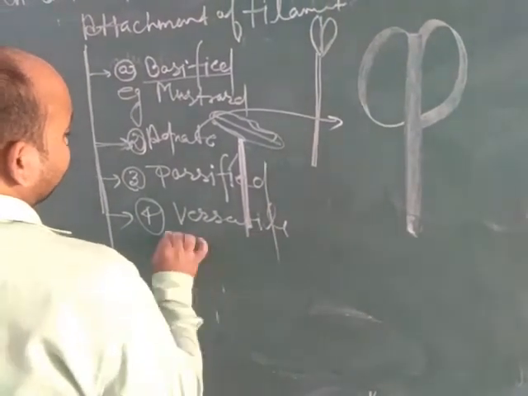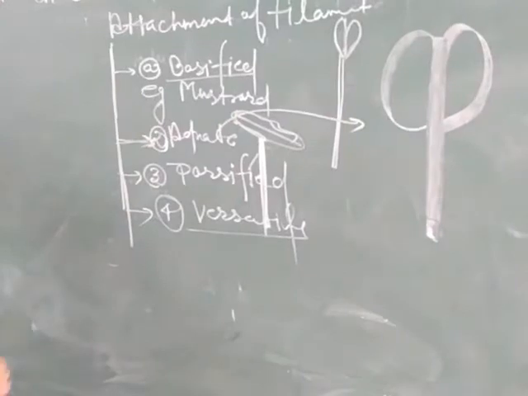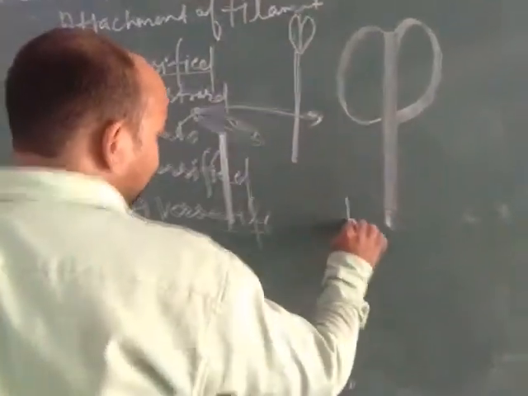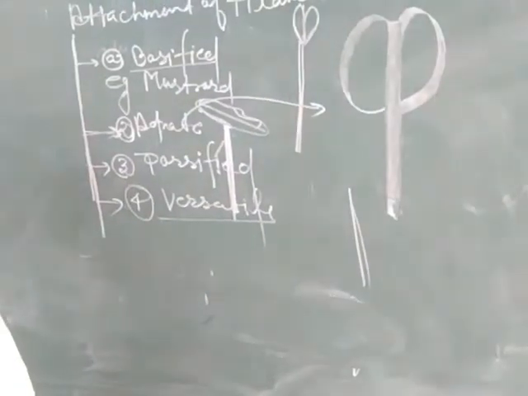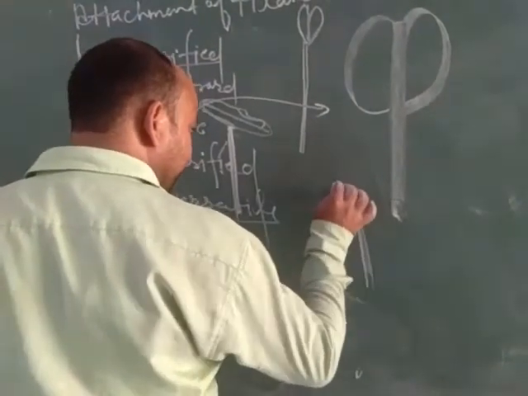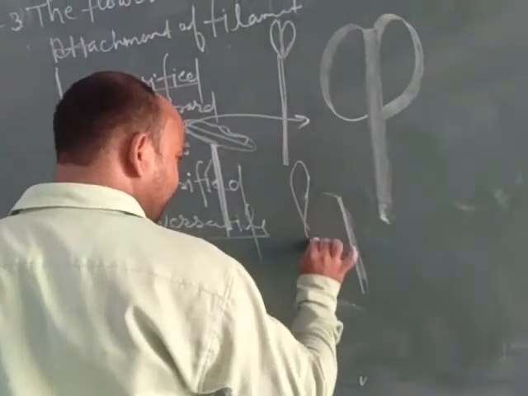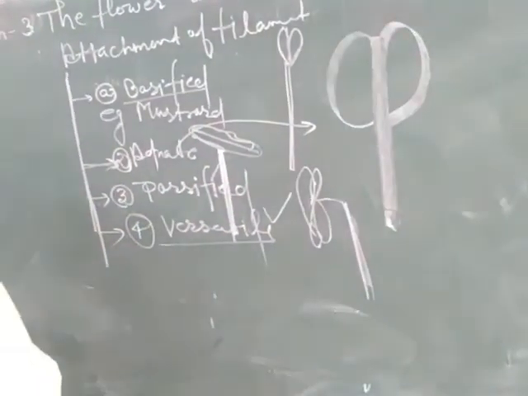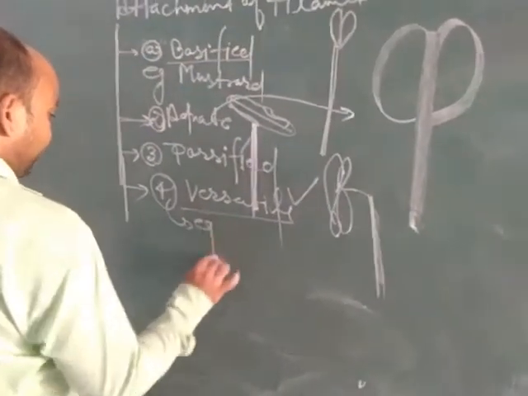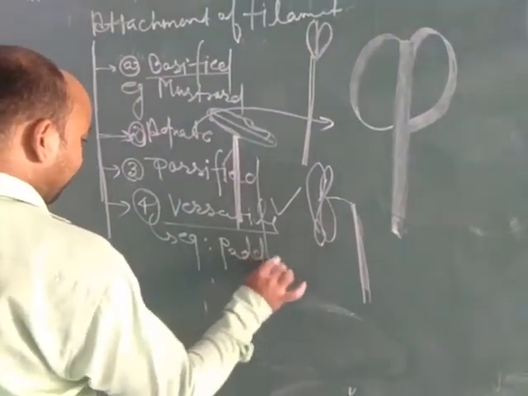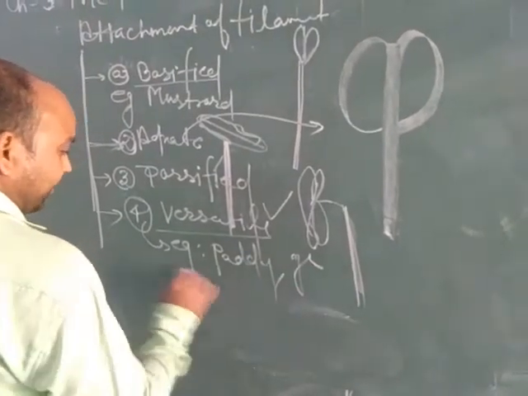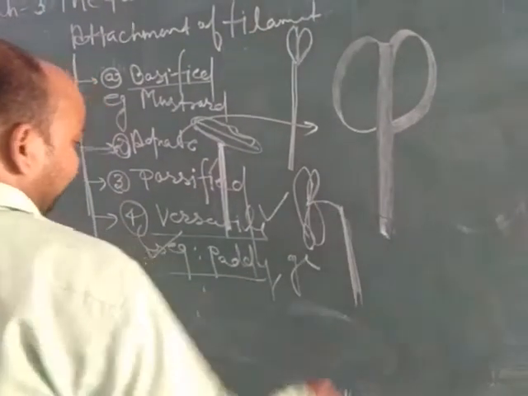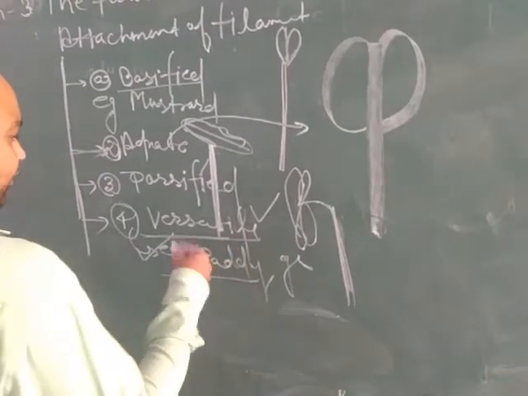It is clear from its name: versatile means variable. The filament is attached to the back of the anther by a sharp point. This situation is called the versatile situation. An example of this versatile situation is paddy and grasses. In paddy and grasses, we can see the attachment of the anther with the filament is versatile in nature.